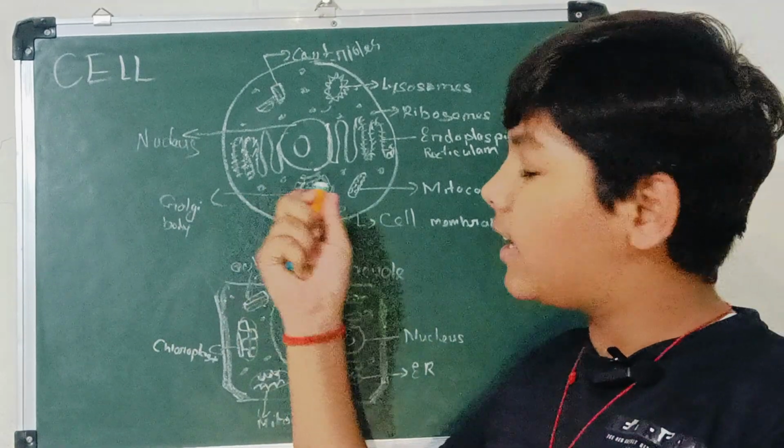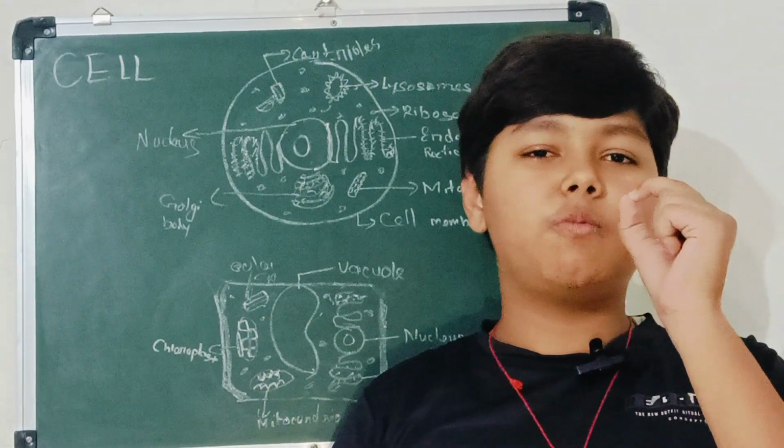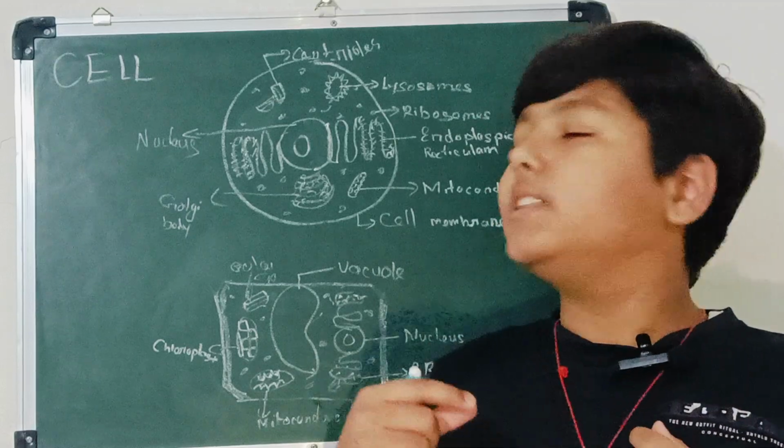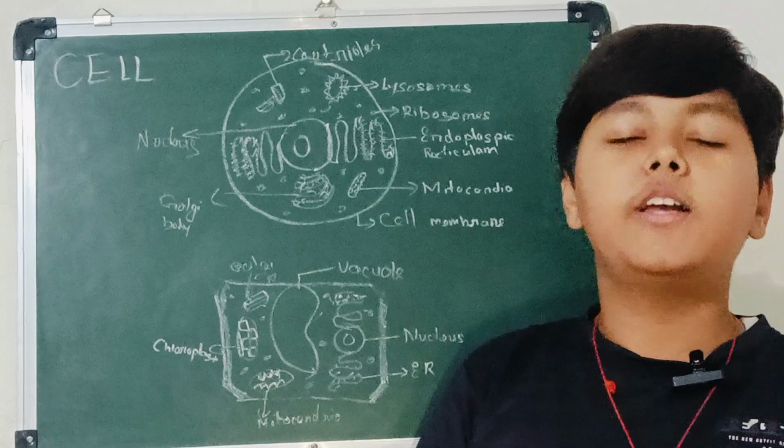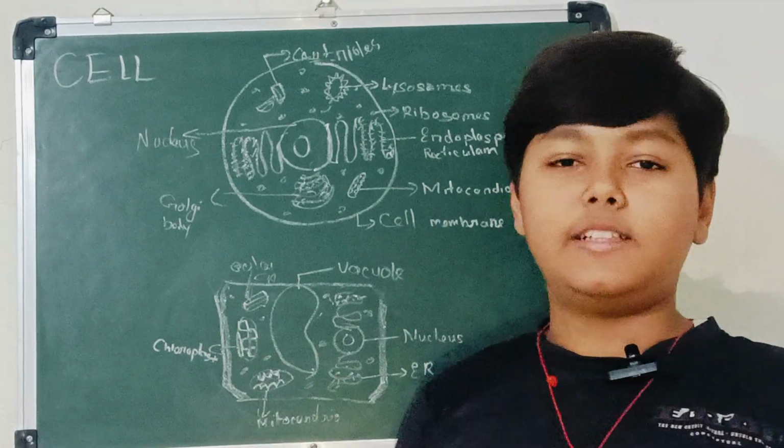After that comes the ribosomes. Ribosomes are the small bodies present in our cell. They are present on the rough and smooth endoplasmic reticulum. After that comes our plant cells.